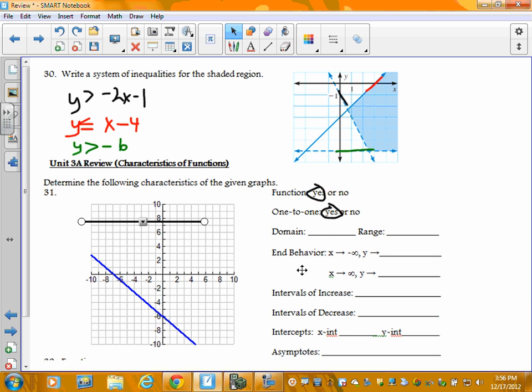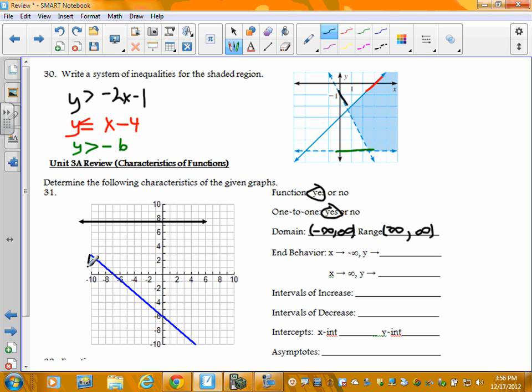The domain is what x could be, and we write all real numbers. Remember, the way we state all real numbers has changed to negative infinity, positive infinity. That's the way we say all real numbers now, using interval notation. So again, the range can be anything. There's no numbers that it can't be. It doesn't get to a certain point and stop or anything.